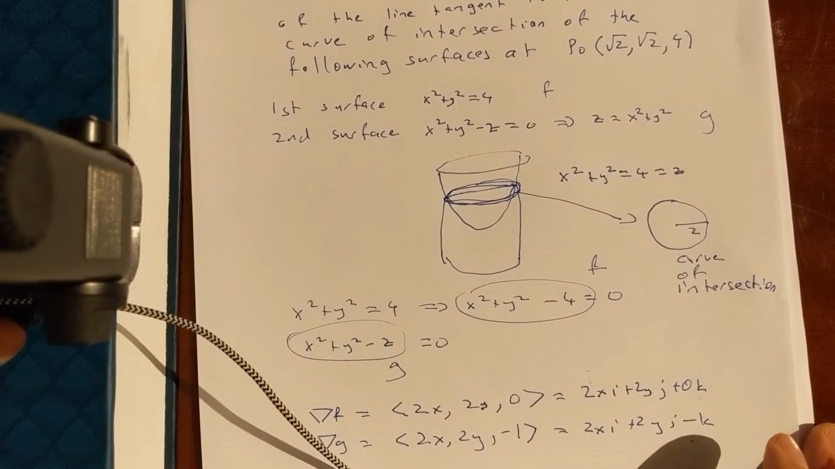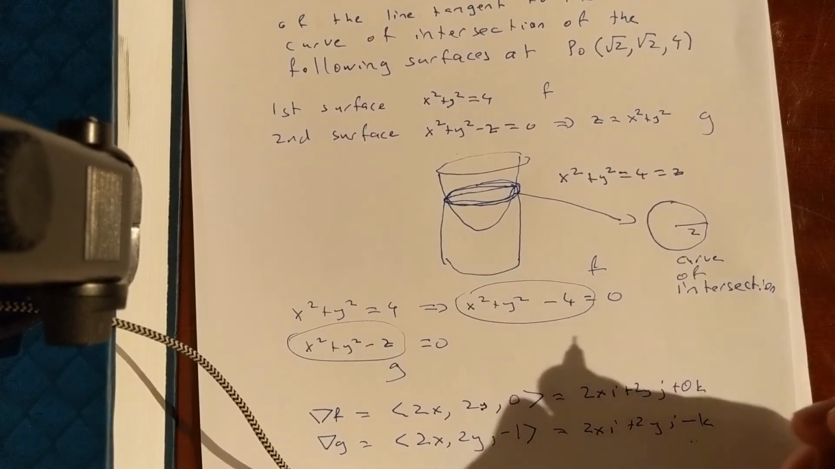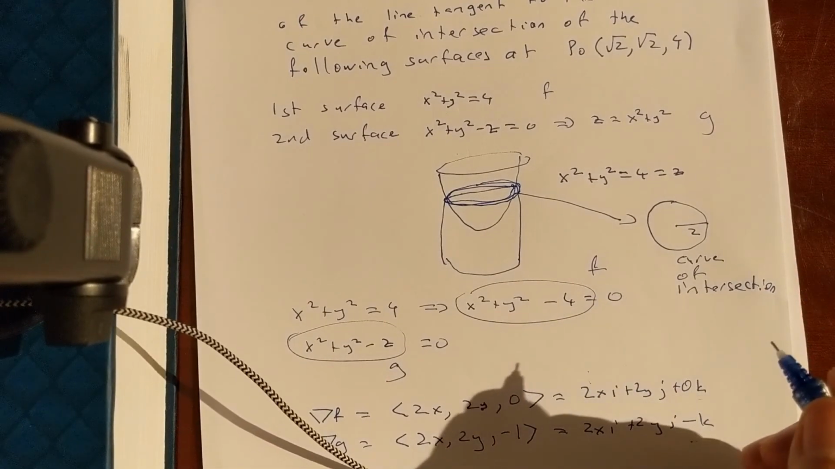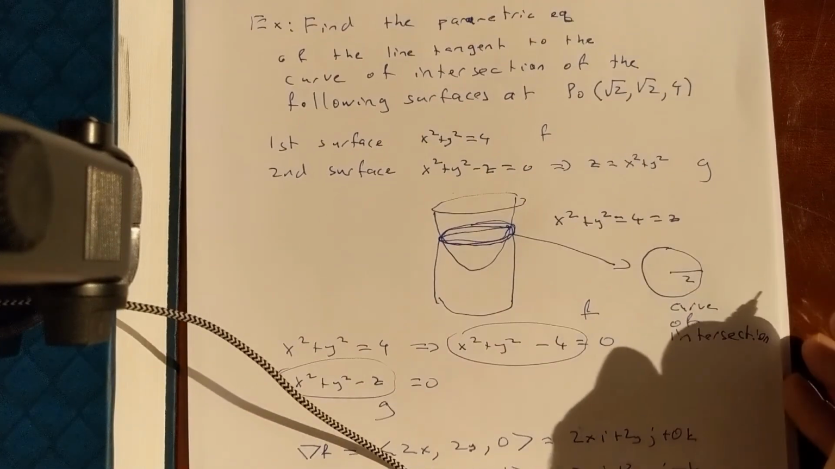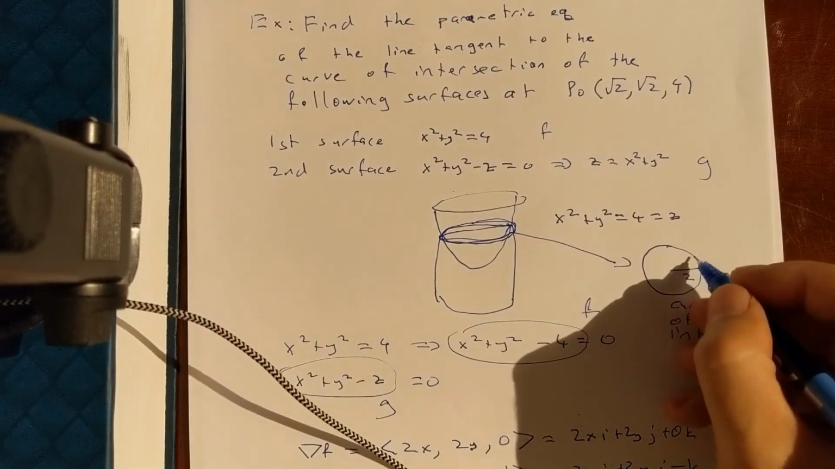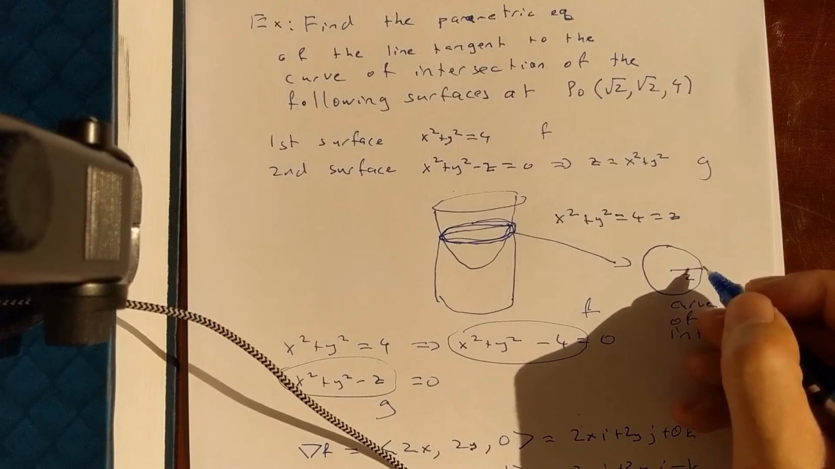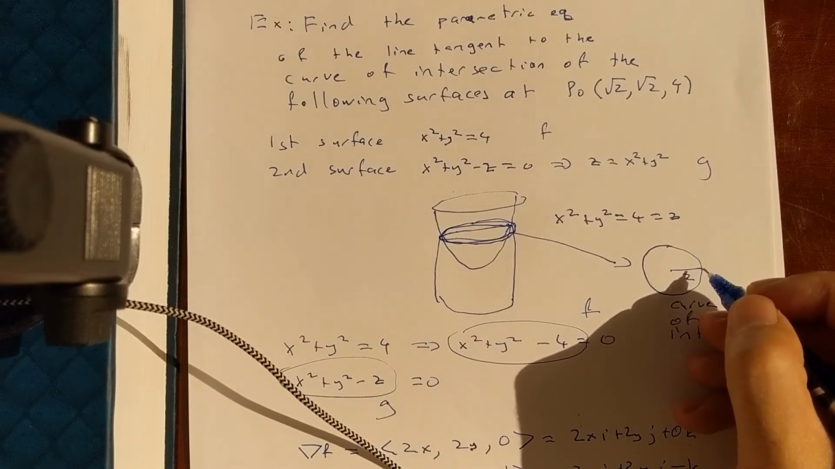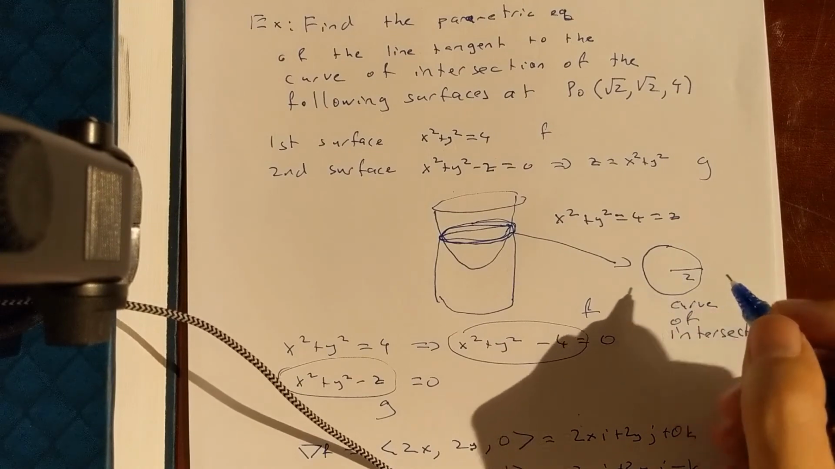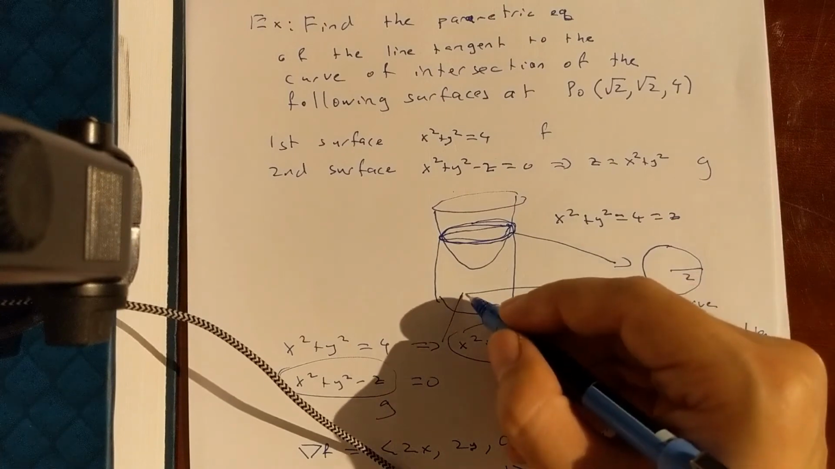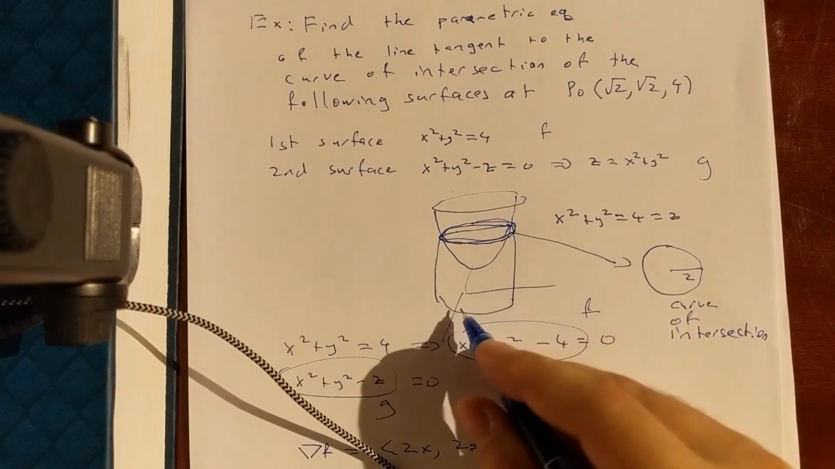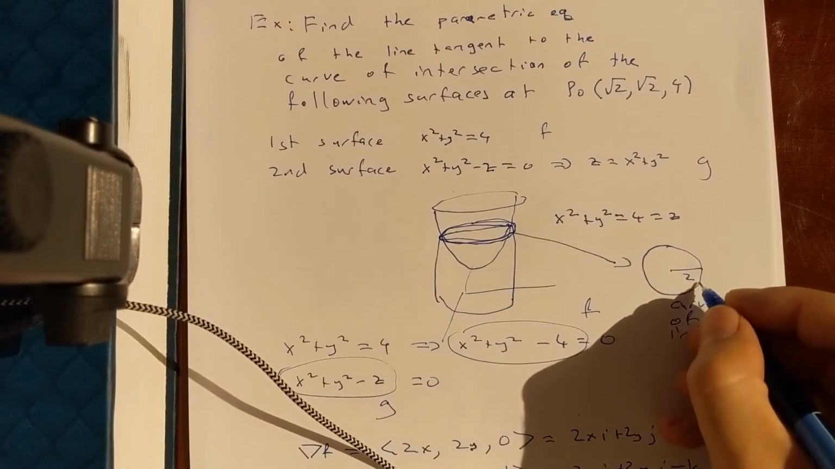Okay, so the question here is, I want to calculate where was our point. What was our point? Yeah, square root 2, square root 2. So we're not there, we're somewhere else, because x is going to be here, y is going to be here. So square root 2, square root 2, the positive ones, is going to be here somewhere.